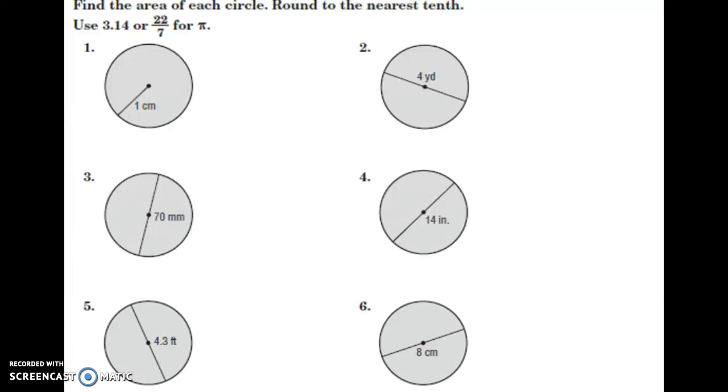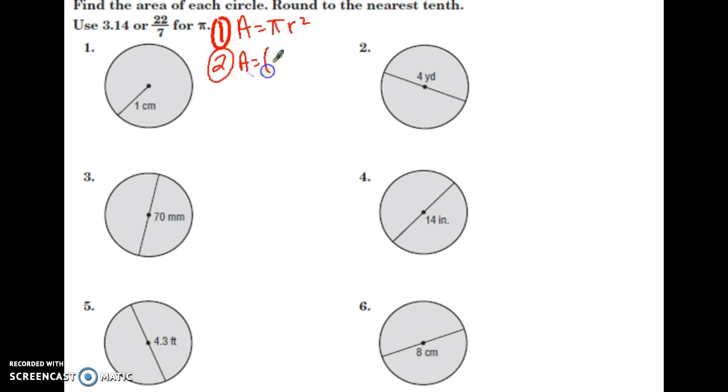All right, this is a review of the area of a circle assessment. So the directions say find the area of each circle, round to the nearest tenth. So it's still that same 1, 2, 3 process. One, we write down our formula for finding area: area equals pi times radius squared. Step 2, plug in the correct information.